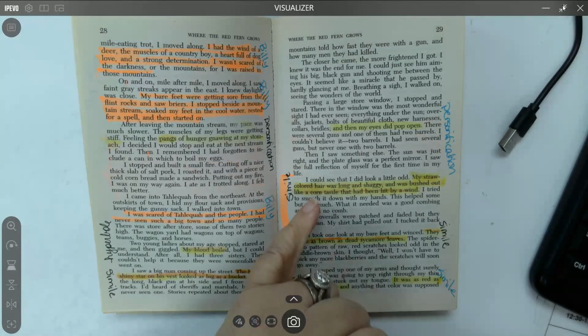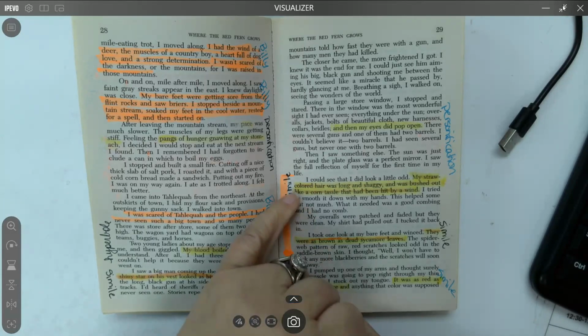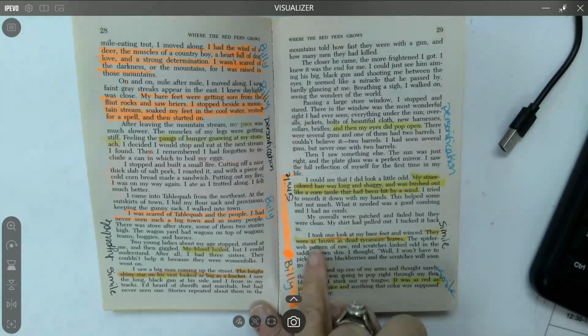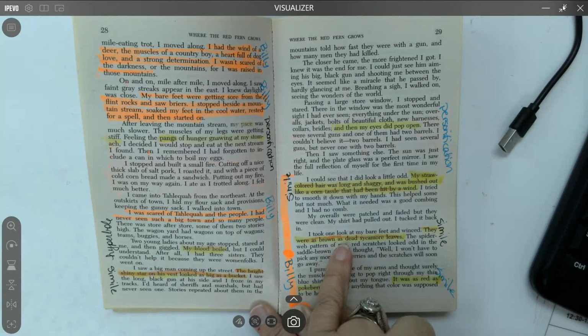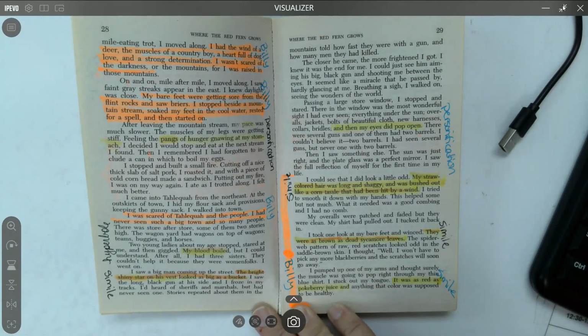We have one over here. It says that his straw-colored hair was long and shaggy and brushed out like a corn tassel. We've got that word like, making that comparison a simile. They were as brown as dead sycamore leaves. So that's using the other word, like or as. So this one uses as. And so that's a simile. And it was as red as pokeberry juice, so that's another simile on that page.